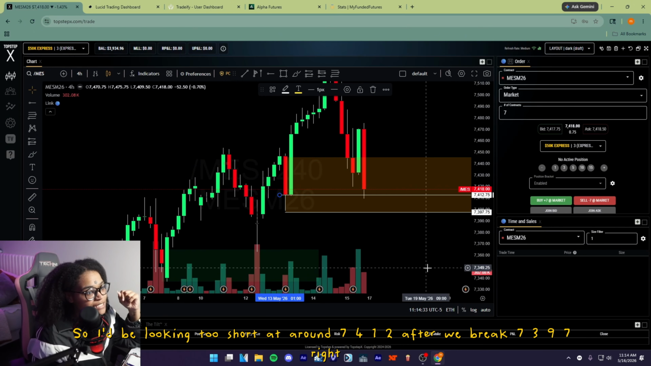So I'd be waiting for a pullback. I would not just take my short after we break 7397. That's not how my edge works. I'd be waiting for that pullback into the 7413-ish area. Okay, so that's kind of the analysis I do.